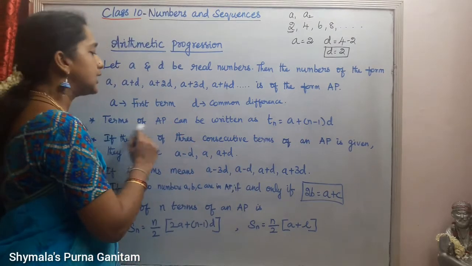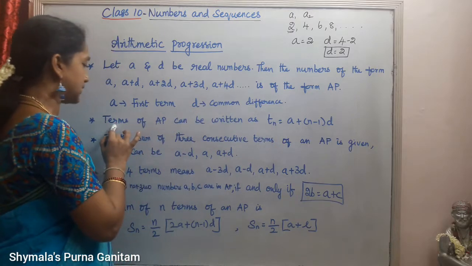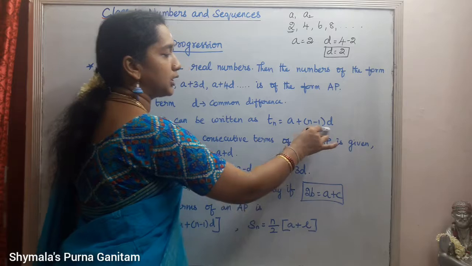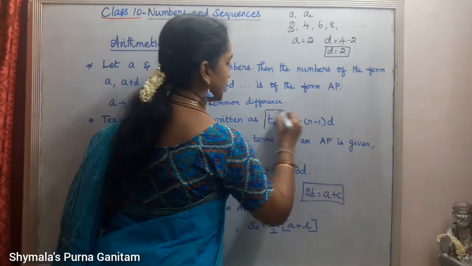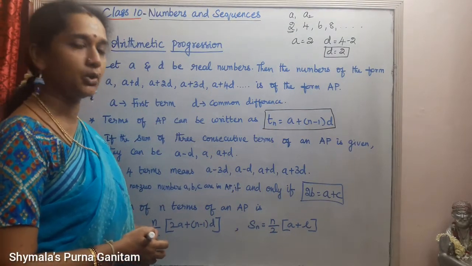So this is the general term of an AP. The formula is: terms of an AP can be written as Tn is equal to A plus n minus 1 into D. So Tn is equal to A plus n minus 1 into D.